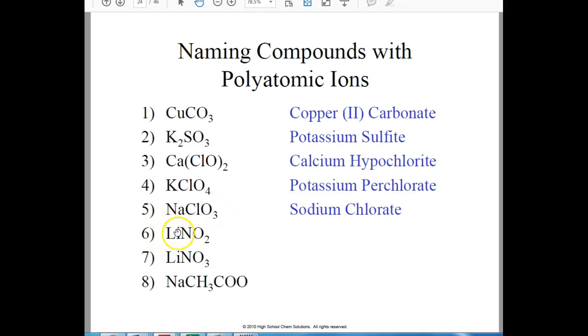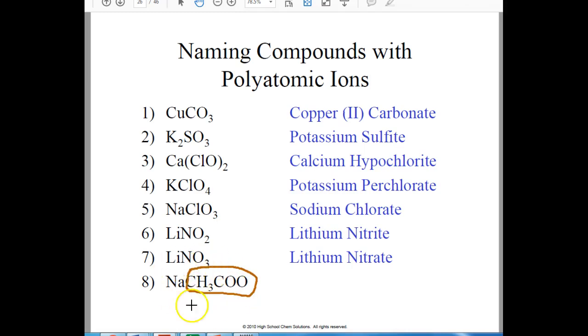All right, next one, lithium. Lithium's in group 1, so no need for a Roman numeral. And then NO2 is called nitrite. Lithium nitrite. The next one, lithium again, but now NO3. NO3 is nitrate, so lithium nitrate. And then lastly, we have sodium, and then look at this, CH3COO. All of this is one polyatomic ion, so it has one name. We've got to figure out what that name is, but sodium something.